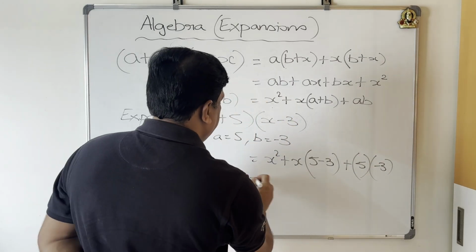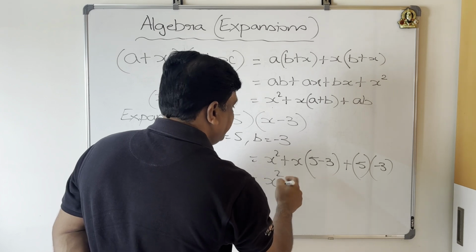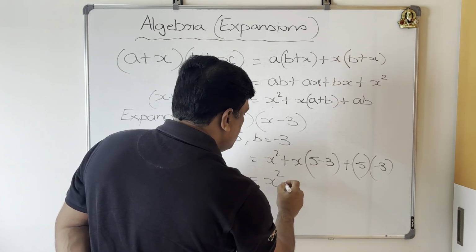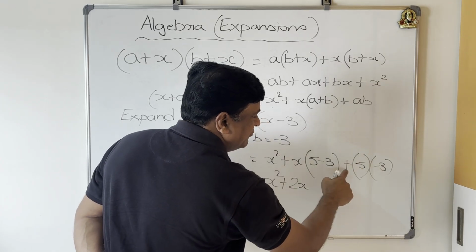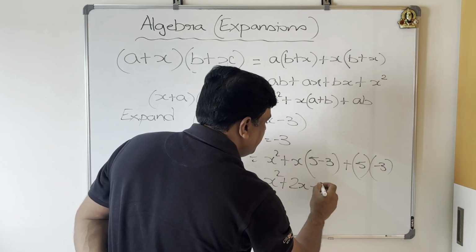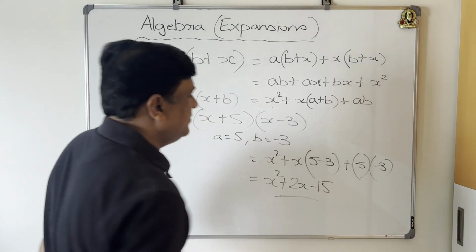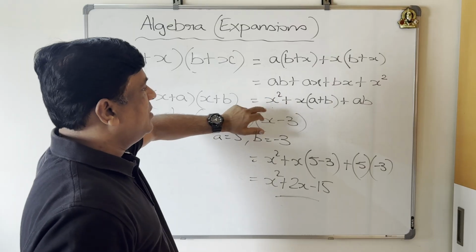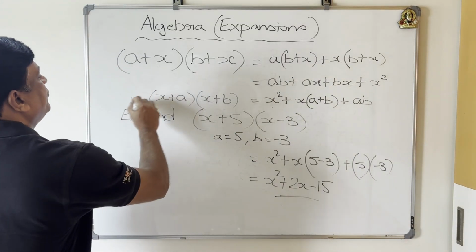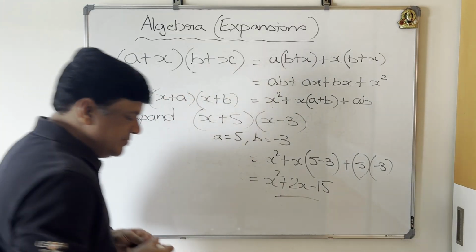Look at it. My life becomes much easier. It's x square, this is 2 plus 2x, and this becomes minus 15. So plus into minus 15 will be minus 15. That's your answer. You can get it directly by just knowing this formula. Remember this one. This is an important formula which you should remember.